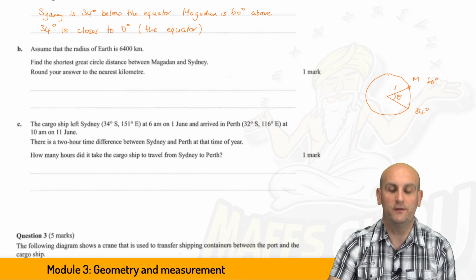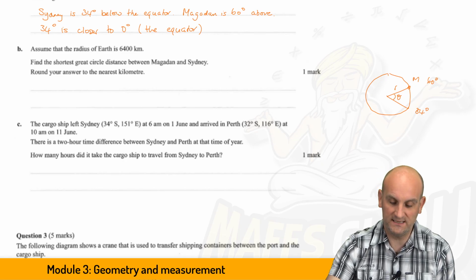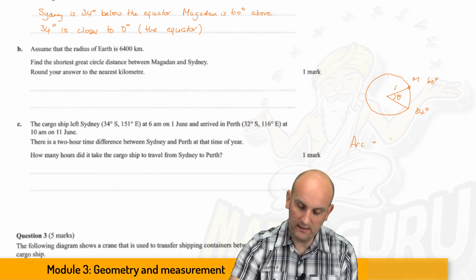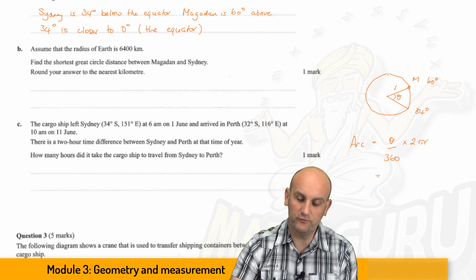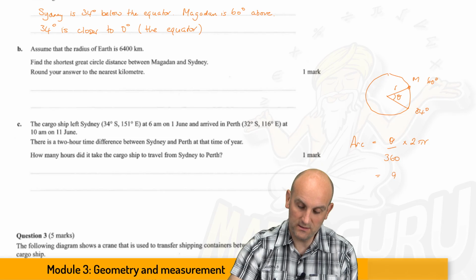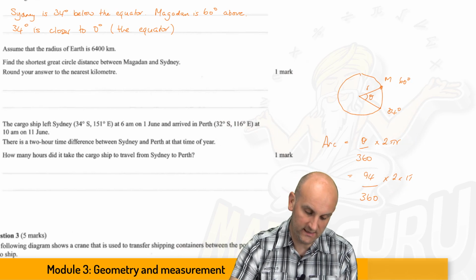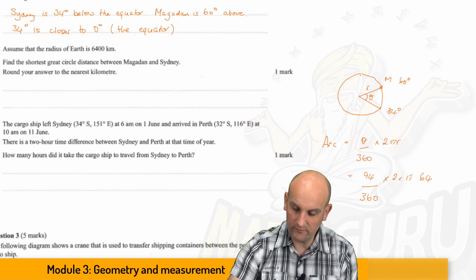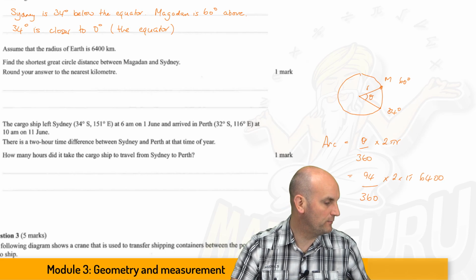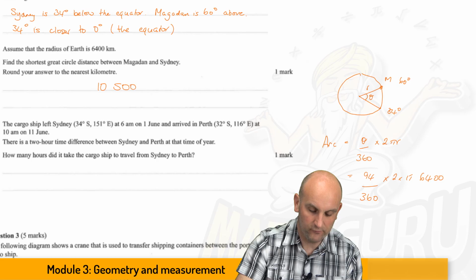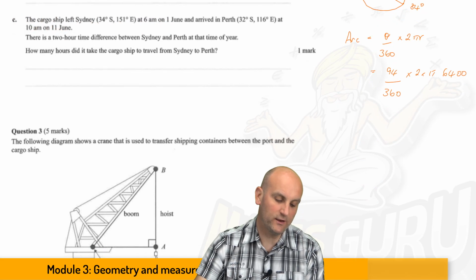So I know that I can find that arc length by just some basic circle stuff. To find the arc length, I'm going to do the angle divided by 360 times 2 pi r. Well, we know the total angle there is 60 plus 34, which is 94 degrees, divided by 360 times 2 times pi times the radius, which was 6,400. Putting that into my calculator, what I ended up with to the nearest hundred was 10,500 kilometers.